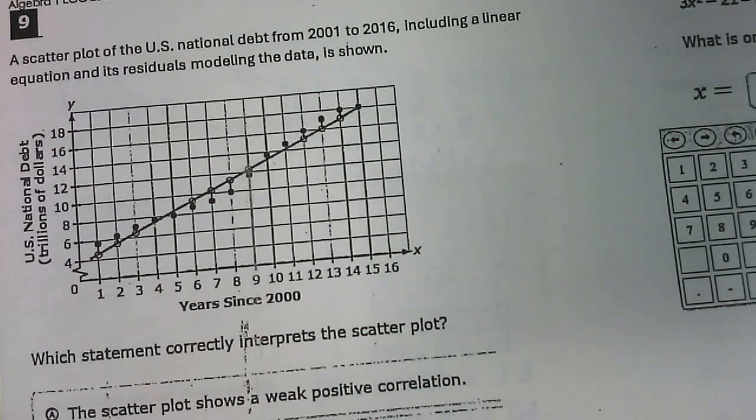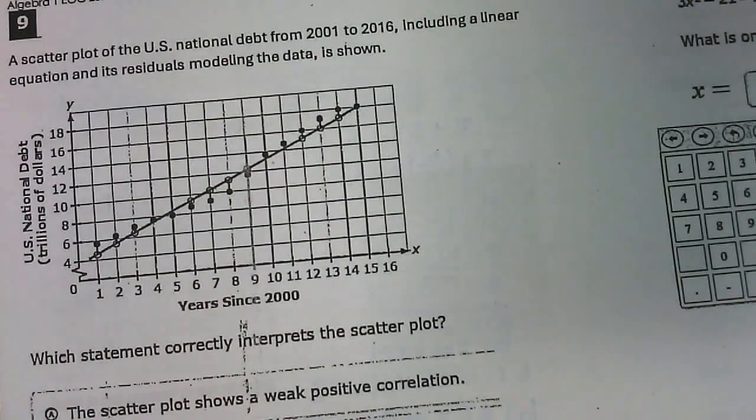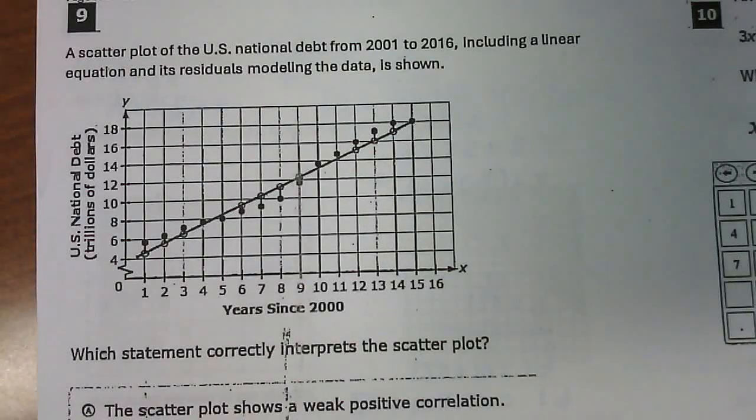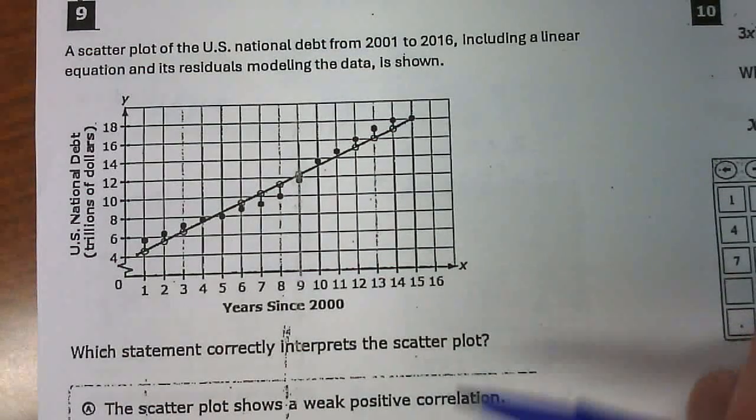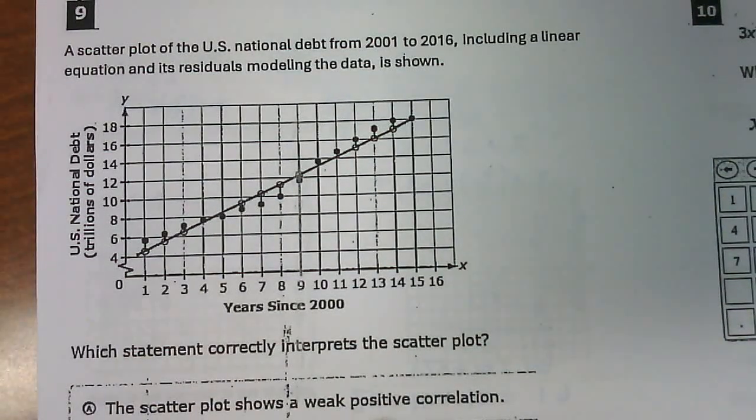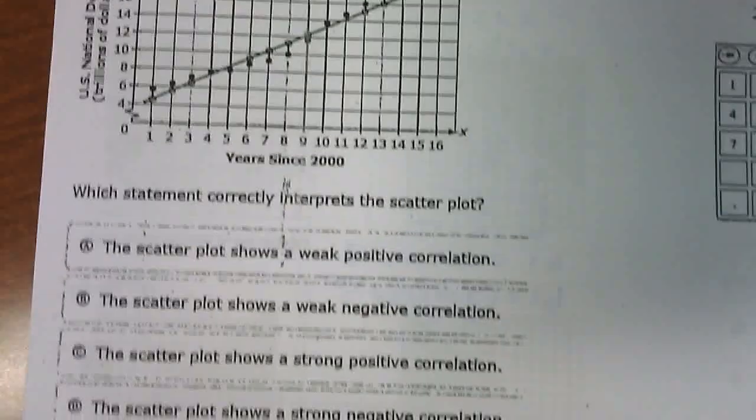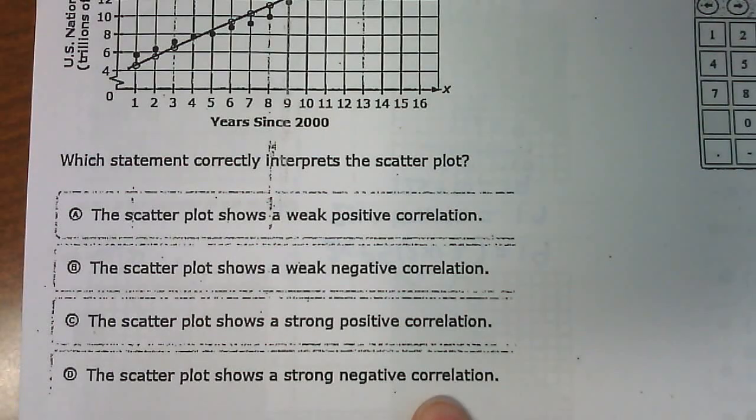All right, moving on. Number 9. Okay, number 9, we have a scatter plot here, and it's asking us to interpret the scatter plot. So look at our answer choices. We have weak positive, weak negative, strong positive, strong negative. Sorry, I didn't show the answer choices.